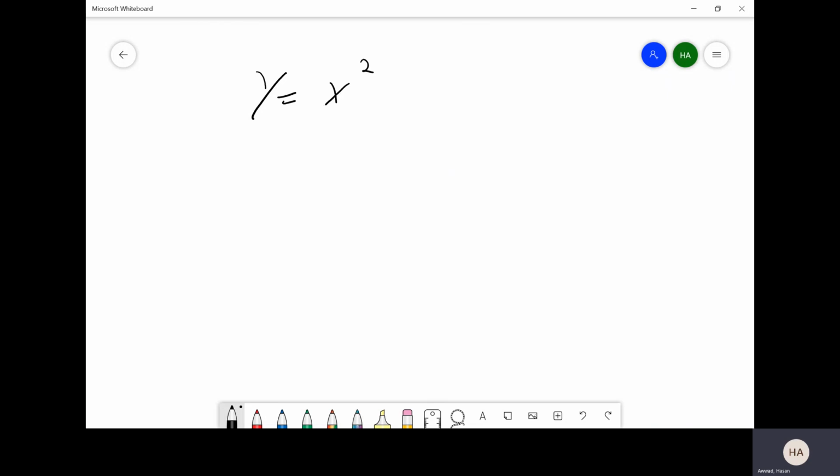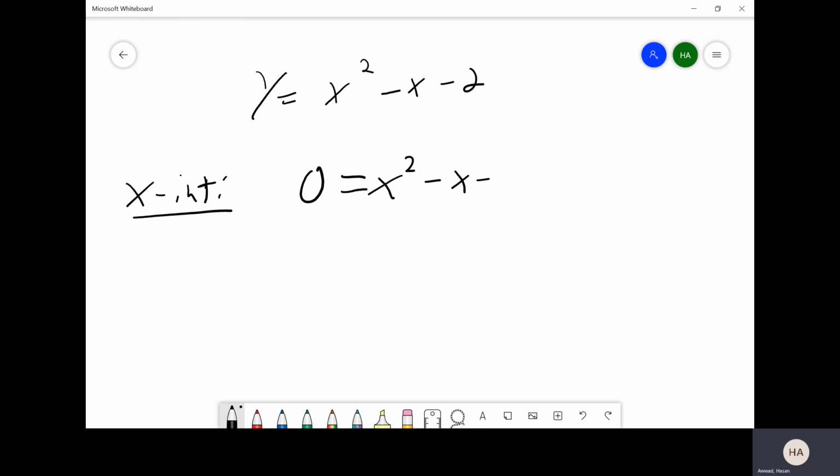Okay, so the classic equation for number 1 is y is equal to x squared minus x minus 2. So for our x-intercepts, what we have to do is we set y equal to 0, right? So we have 0 is equal to x squared minus x minus 2. And okay, we see we just have a regular quadratic equation now.